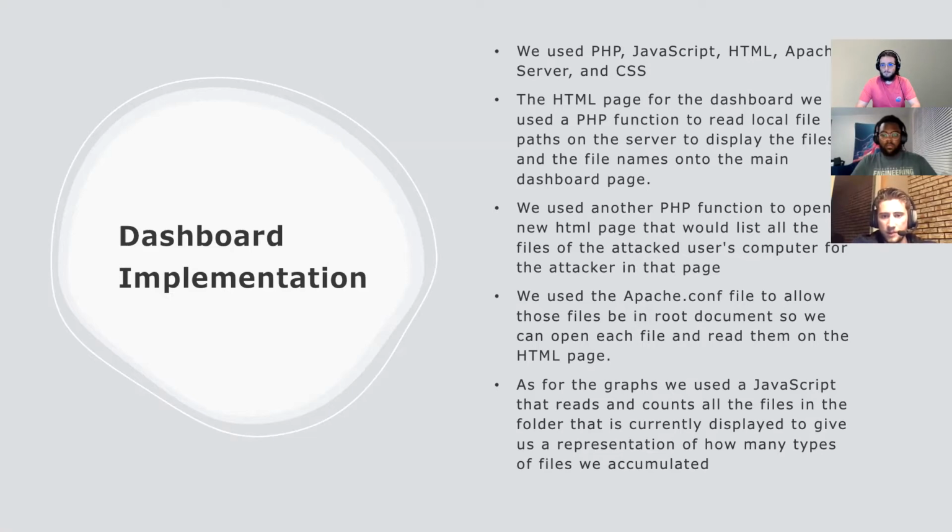We use the apache.conf file to allow those files to be in the root documents so we can open each file and read them on the HTML page. So we don't have to actually go to the server to read them. We can just stay in our normal dashboard and view them from there. As for the graphs, we use JavaScript that reads and counts all the files in the folder that is currently displayed to give us a representation of how many types of files we've accumulated from this attack.